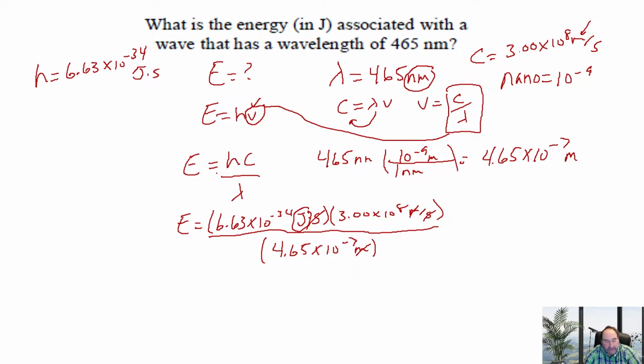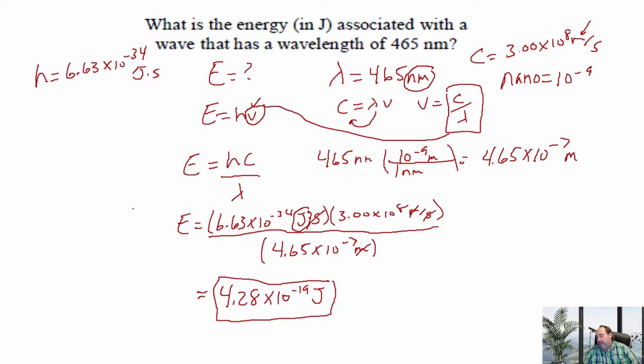So clearly, once again, make sure you use the exponent button. 6.63 to the minus 34 times 3 to the 8 divided by 4.65 to the minus 7. That's going to give us an energy of 4.28 times 10 to the minus 19 joules. So in this particular case, we only have the wavelength given to us, but by being able to use these equations here, we can figure out the energy associated with those wavelengths.